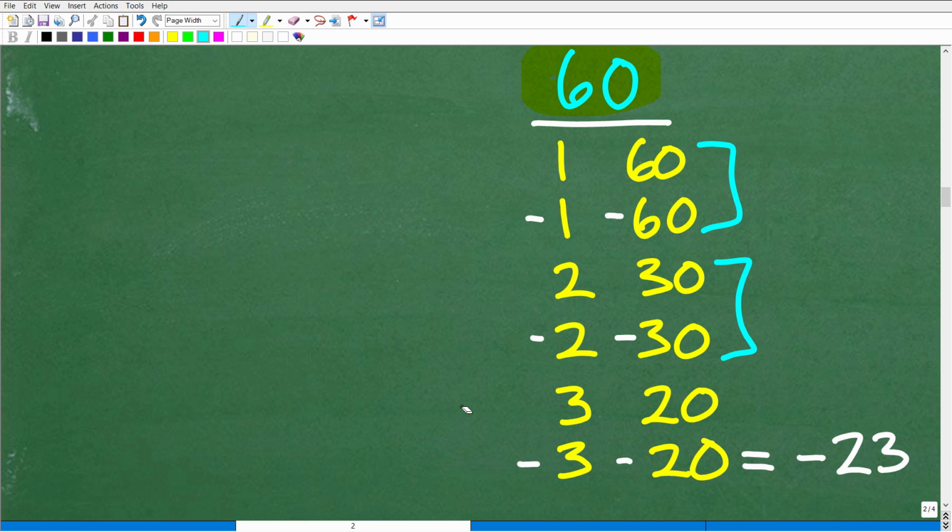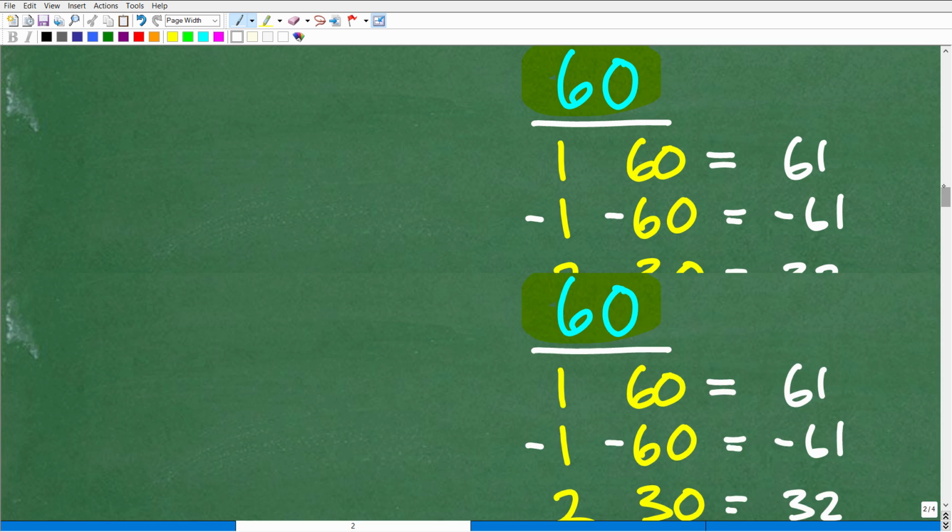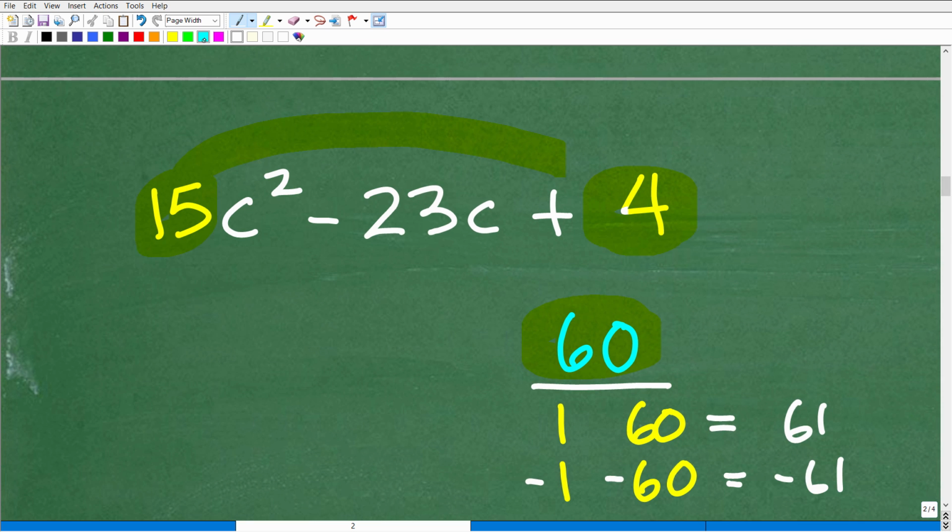But here is where we want to be paying attention. Now, what am I doing? Well, what I'm doing here is looking at the sums of all these factors, and I don't have to write them all out. So when I add these up, what do I get? The sum of these factors is positive 61. Here's a negative 61. This is a positive 32, and so forth. I'm looking for the pair of factors that adds up to this number here.